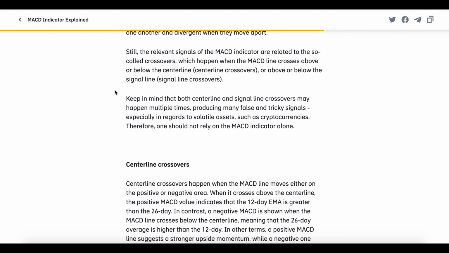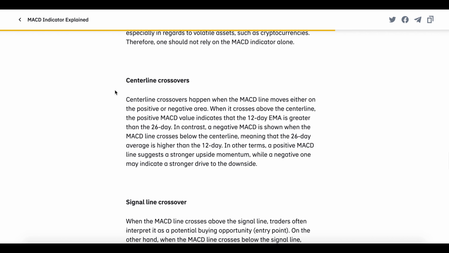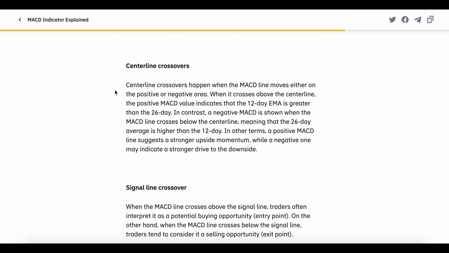Keep in mind that both center line and signal line crossovers may happen multiple times, producing many false and tricky signals, especially in regards to volatile assets such as cryptocurrencies. Therefore, one should not rely on the MACD indicator alone. So the same as I was saying before. Centerline crossovers. Centerline crossovers happen when the MACD line moves either in the positive or negative area.